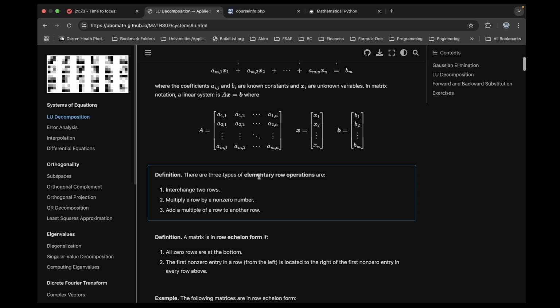Okay, definition. There are three types of elementary row operations. You can interchange two rows, multiply a row by a non-zero number, or add a multiple of a row to another row.